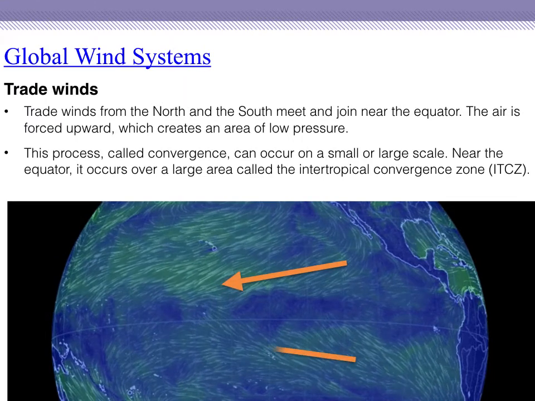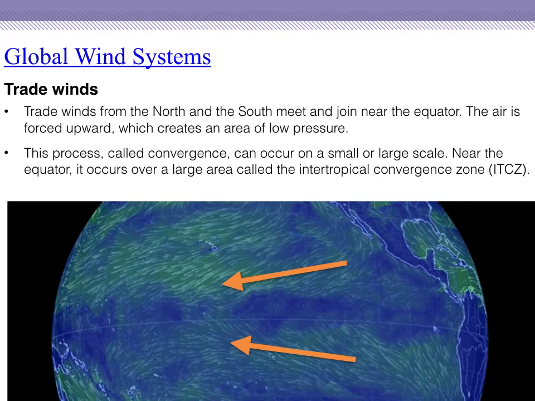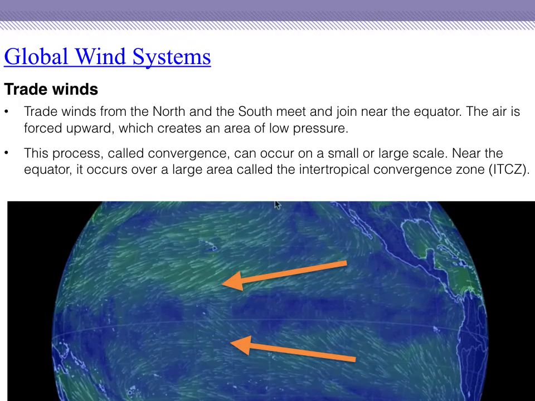Trade winds from the north and south meet and join near the equator. The air is forced upward, which creates an area of low pressure. This process is called convergence, and this can occur on small or large scale near the equator. It occurs over a large area called the Intertropical Convergence Zone, or the ITCZ.